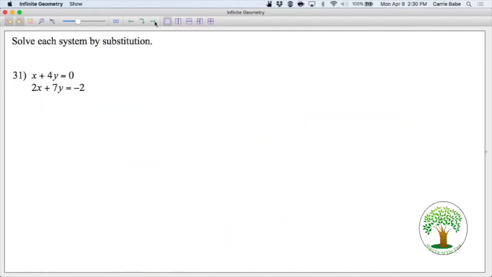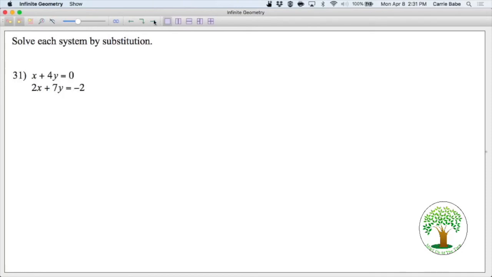I'm going to talk about number 29. This is substitution, nothing new. We substituted this y in for that y and then solved last time. But 31, which is coming up in a quick minute, is new. It does not have a y equals or an x equals, but it's got a nice one that's close.